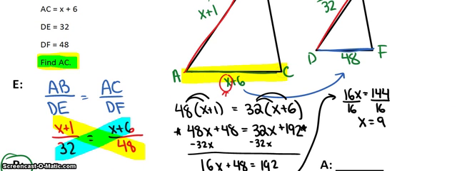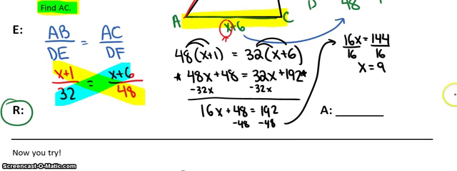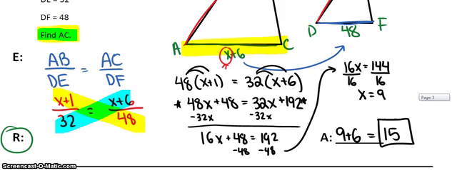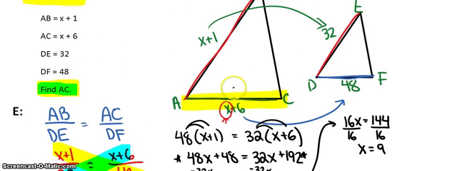AC would be x plus 6. So in order to find AC, I'd have to plug in 9 for x. So 9 plus 6 will be AC, which is 15. So 15 is the length of that side. Okay, so the length of this side is 15. Just for fun, what's the length of this side? It will be 9 plus 1, which would be 10.